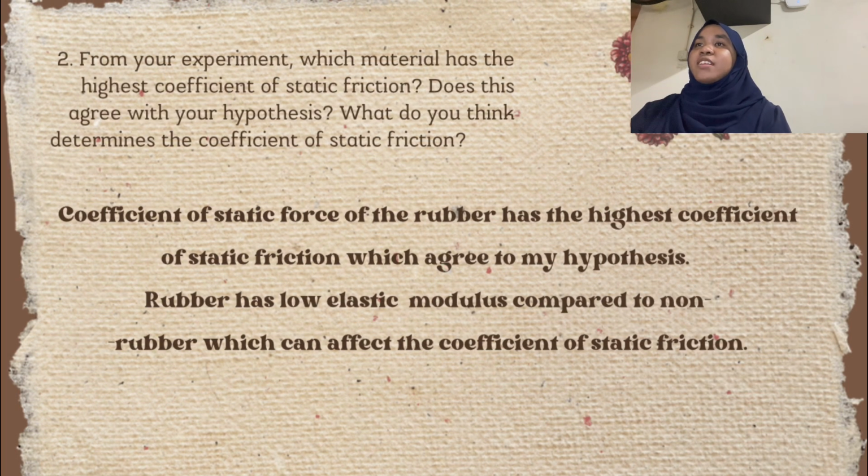From your experiment, which material has the highest coefficient of static friction? Does this agree with your hypothesis? What do you think determines the coefficient of static friction? The rubber has the highest coefficient of static friction, which agrees with my hypothesis. Rubber has a low elastic modulus compared to non-rubber, which can affect the coefficient of static friction.